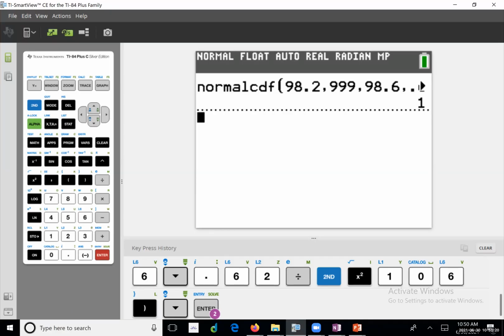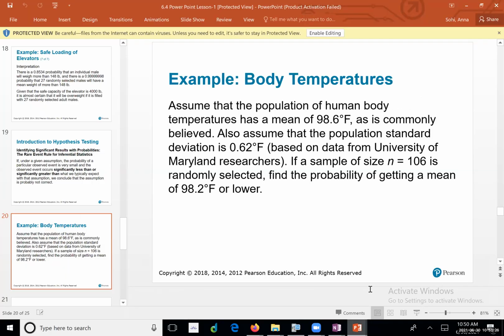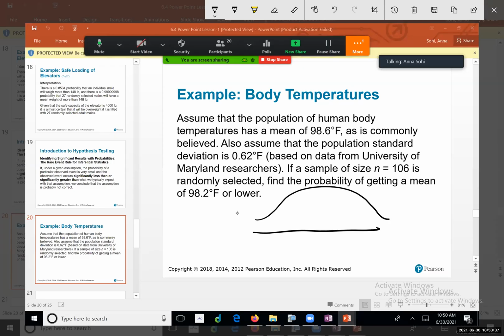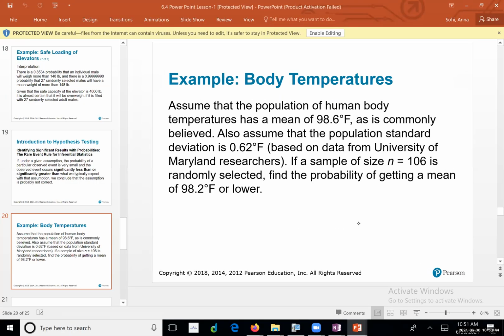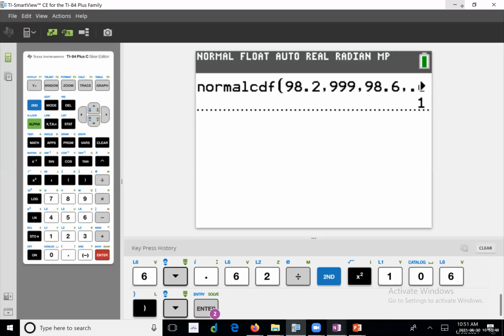And then you said body temperature that is greater, right? Did we say getting, oh, that is, or lower, sorry. It says getting a mean of 98.2 or lower. So 98.2 or lower means you shade the lower part of the graph.